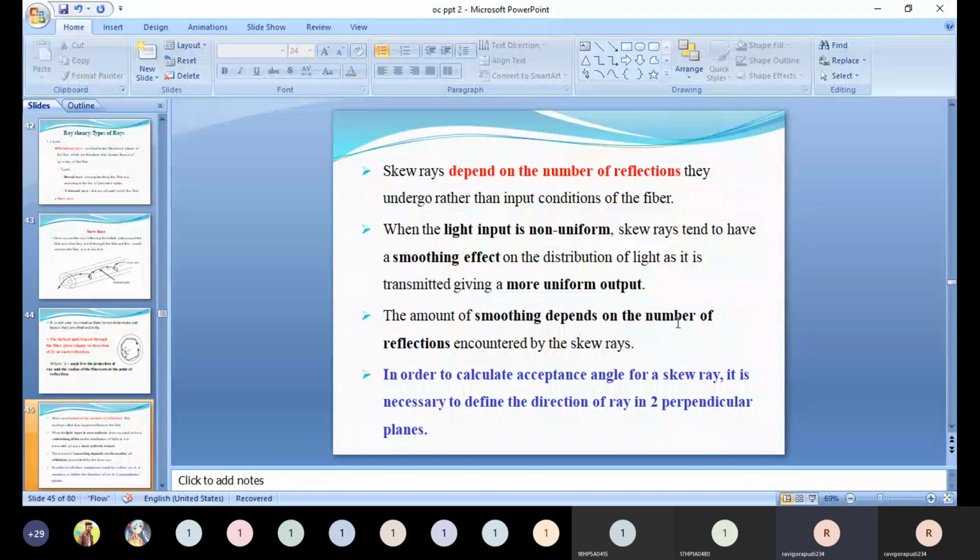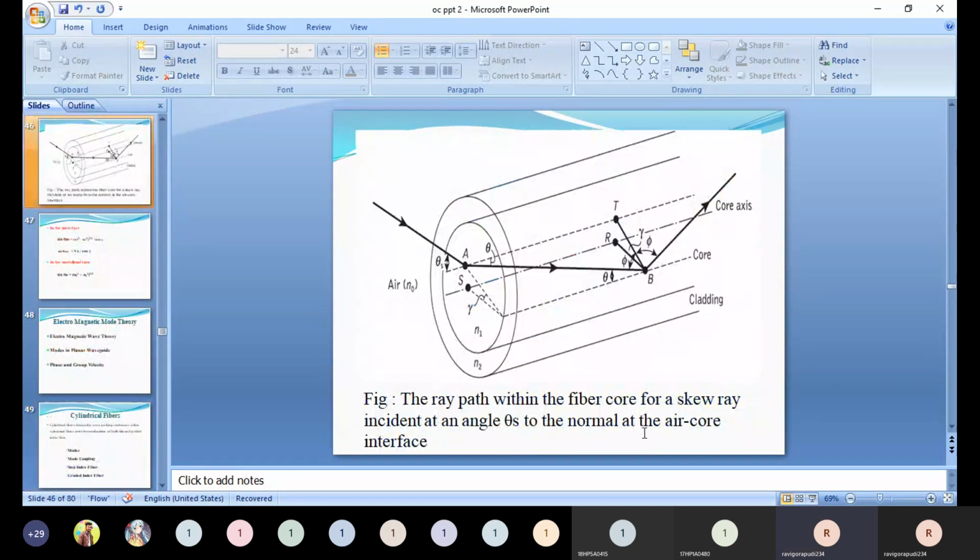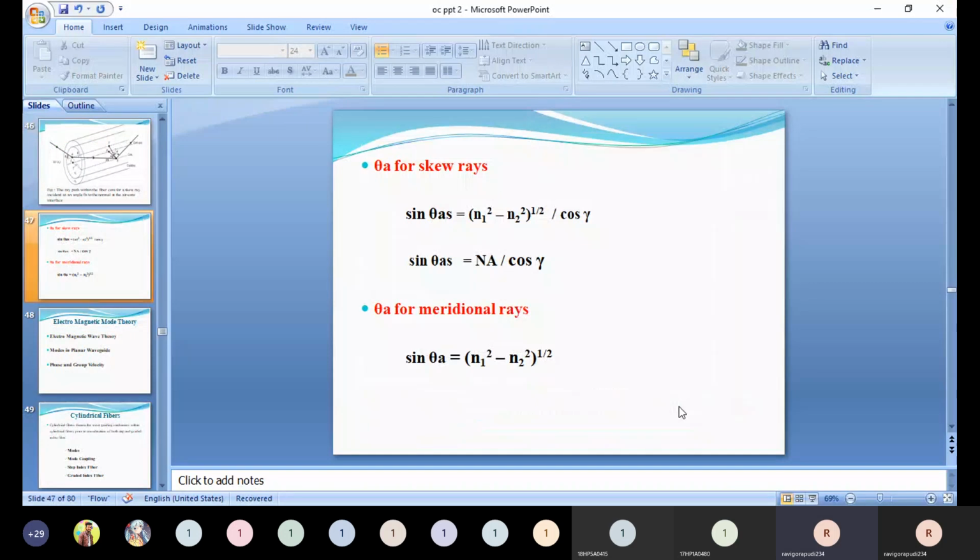Smoothing can be done in the skew rays. The amount of smoothing depends on the number of reflections. Based on number of reflections, smoothing can be done. That means proper light output will be obtained. So the next one, we are going to find the theta A for skew rays.